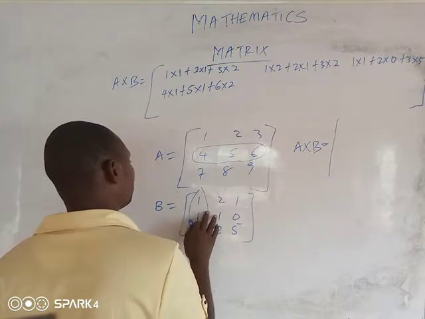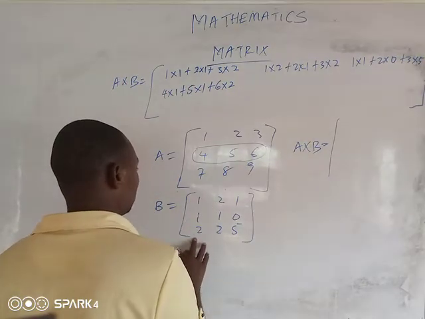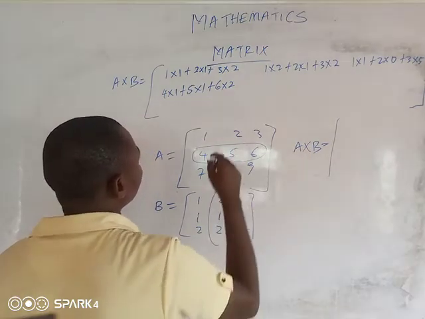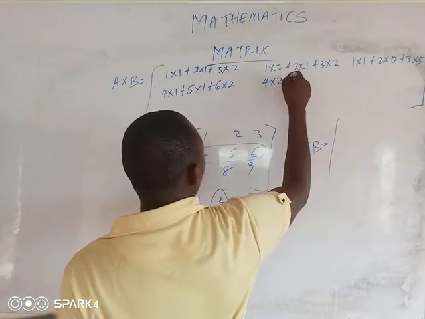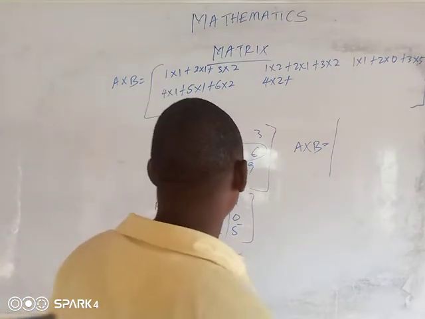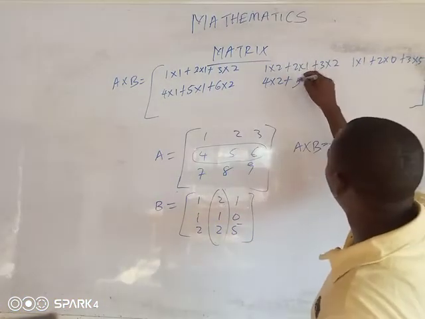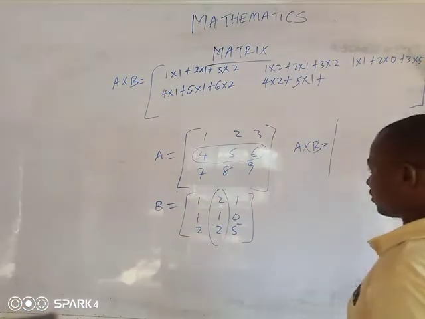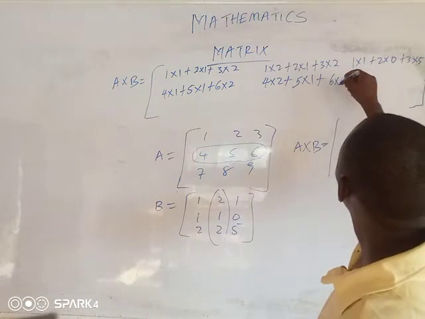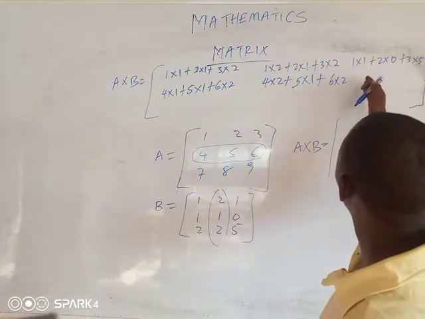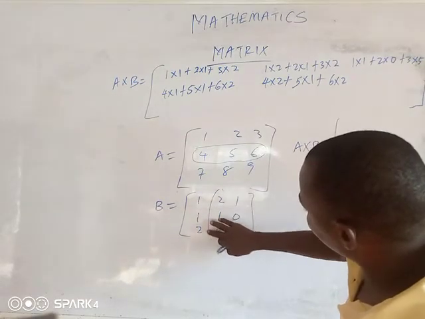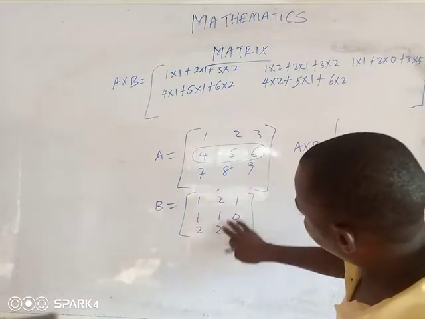So I will now use it to multiply the second one. Okay? So this is the next: 4 times 2 plus 5 times 1 plus 6 times 2. So I'm done with that. I will give a space to the other one. So I'm multiplying this last one now.